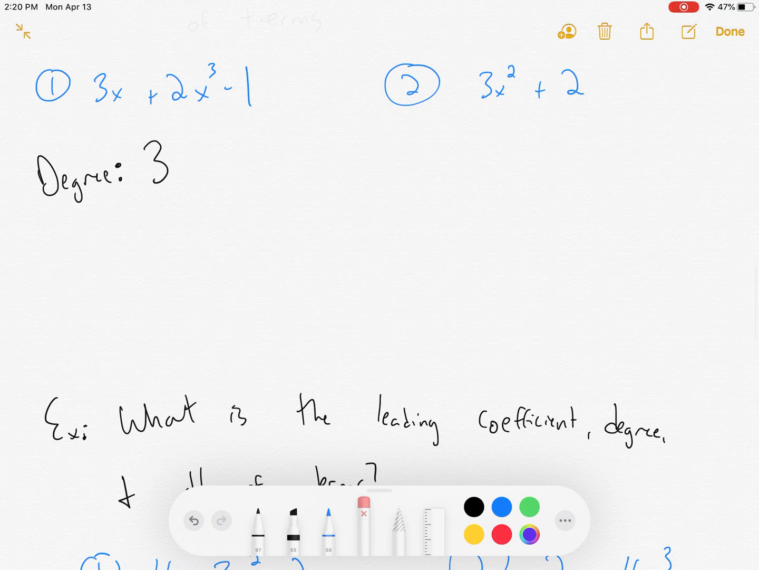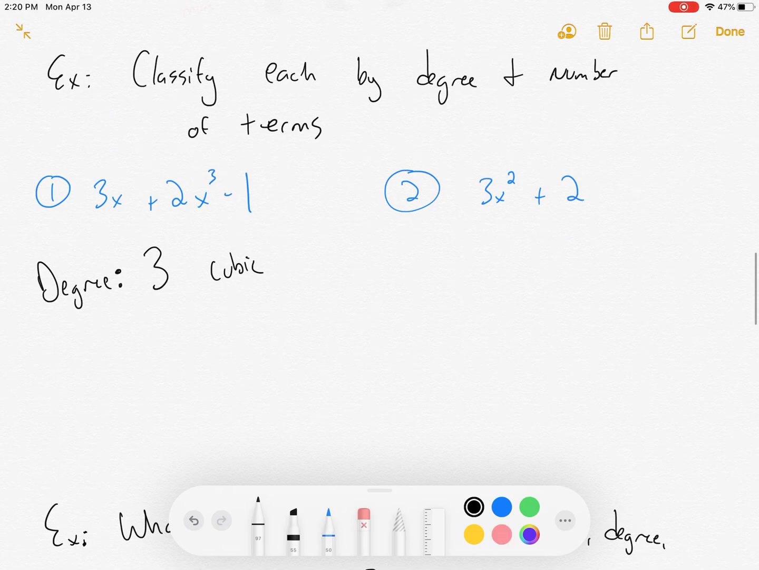So let's scroll back down. This is going to be a cubic function. Okay, now next we need to figure out what the number of terms are. So we need to say, okay, how many things are separated by the plus minus? There's 1. There's 2. There's 3. So there are 3 terms, making it a trinomial.